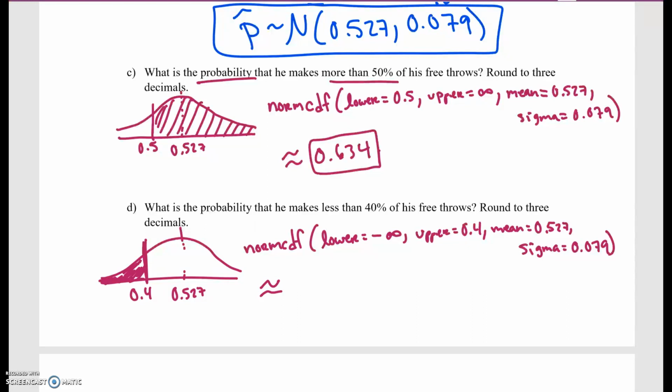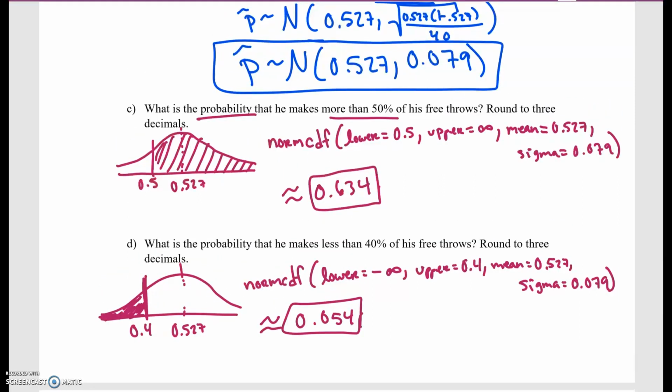So the chance that he makes less than 40% of them is going to be 0.054. All right, and that is my answer. Everything is just basically our normal, using normal CDF. It's just that we needed to figure out what this sampling distribution is. And once we find our mean and our sigma, then we can go ahead and do these problems.